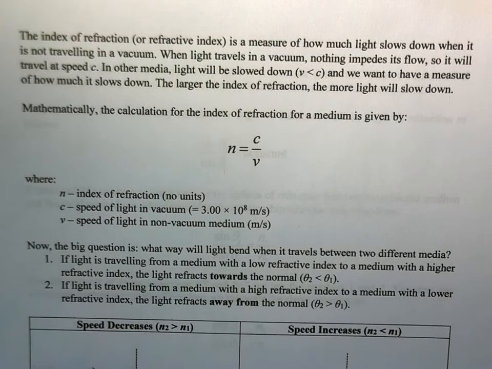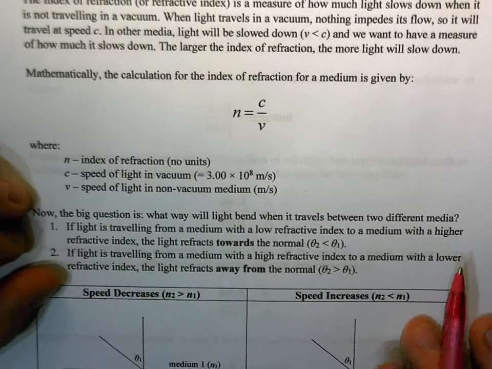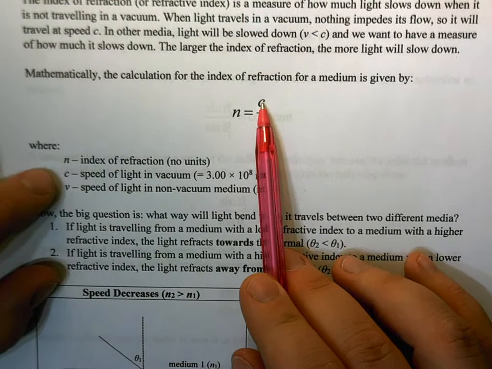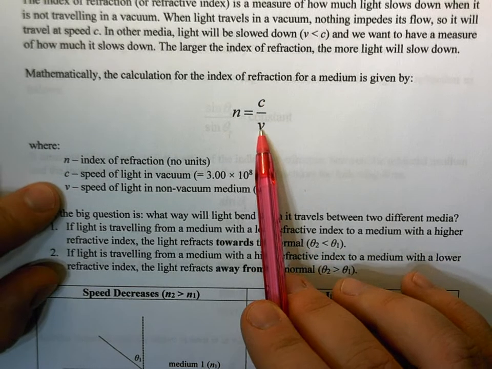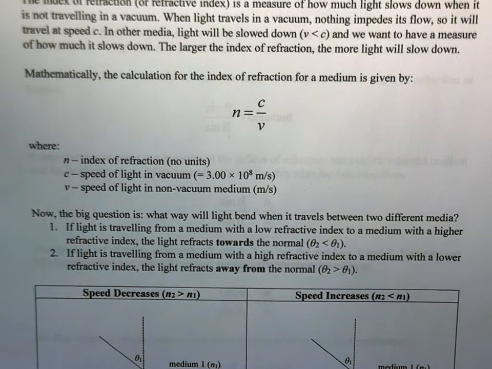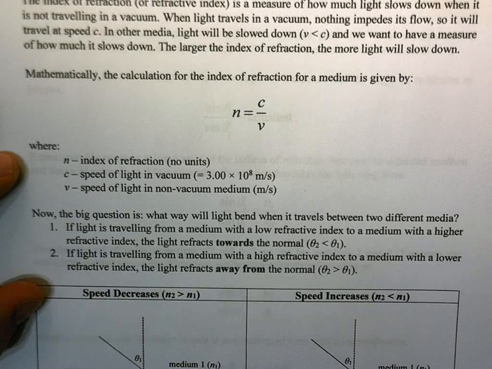It's still going to go relatively fast, but the index of refraction is just going to be the speed of light in vacuum divided by the speed of light in this non-vacuum medium. So what we're going to get is a number with no units called the index of refraction.